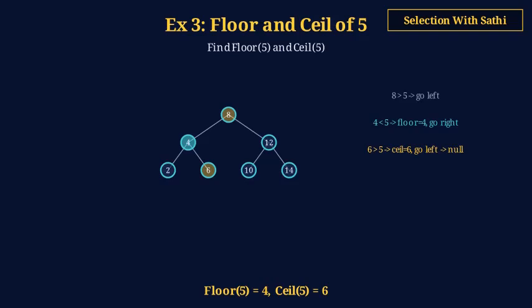For Ceil, start at root 30. 30 is greater than 27. Save result as 30. Go left. At node 20, 20 is less than 27. Go right. No right child. Return result, Ceil is 30. Floor of 27 is 20, the largest key not exceeding 27. Ceil of 27 is 30, the smallest key not less than 27.